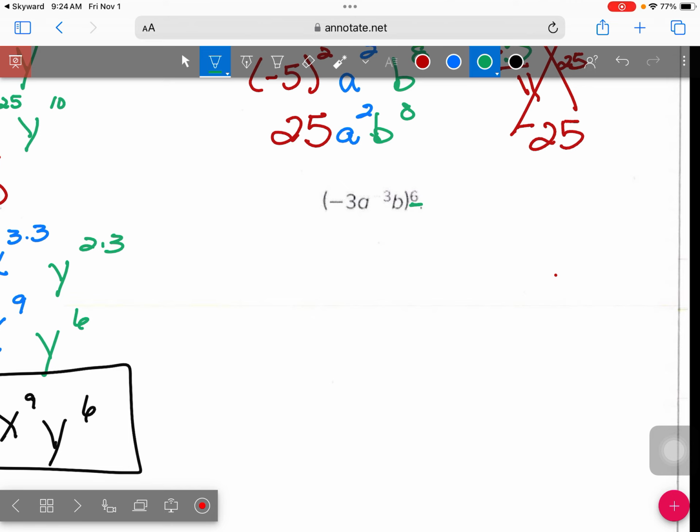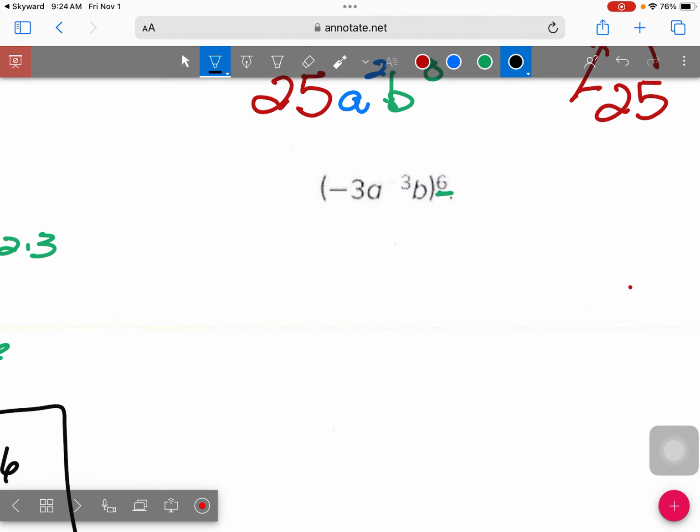Yes, I saw some things that I liked. That negative 3, you really should put it in parentheses. All right. Here's what it should look like.